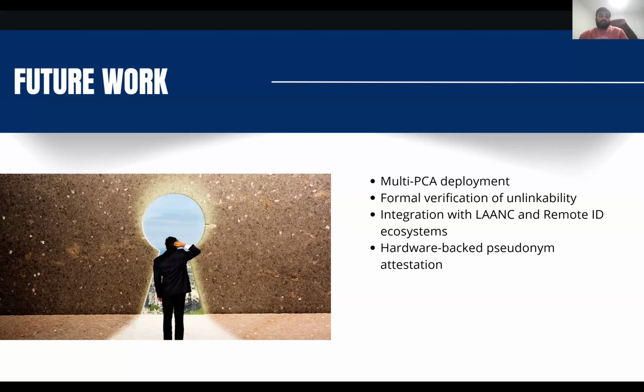So to wrap up, to conclude, our project shows that it is possible to build a UTM ecosystem that is secure, scalable, and privacy preserving at the same time. Anonymous authentication can significantly increase trust for both operators and regulators, and can unlock the future for dense drone operations. Yeah. Thank you so much. This is our presentation.